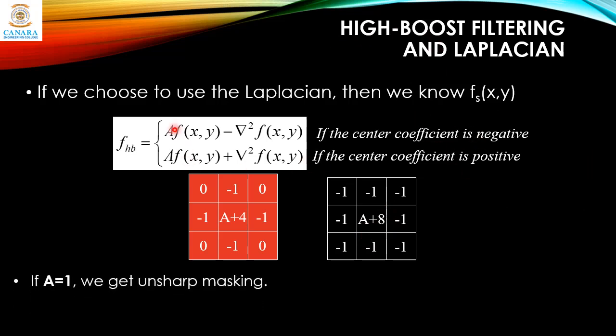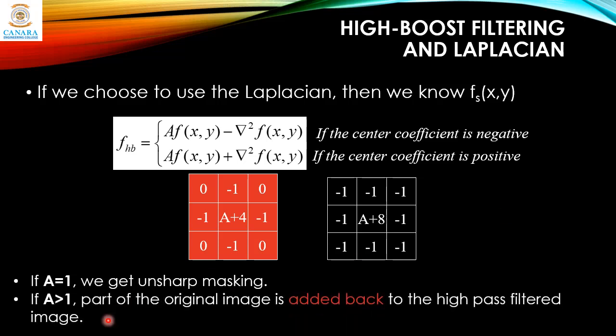Now in this equation, if you make A equal to 1, then it basically turns into an unsharp mask. And if A is greater than 1, part of the original image is added back to the high pass filtered image.